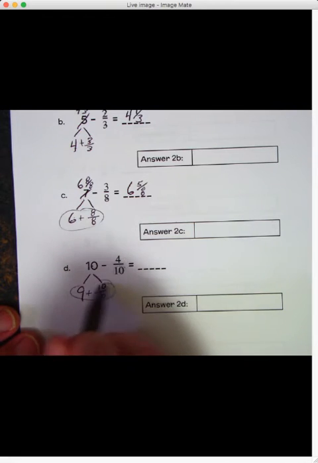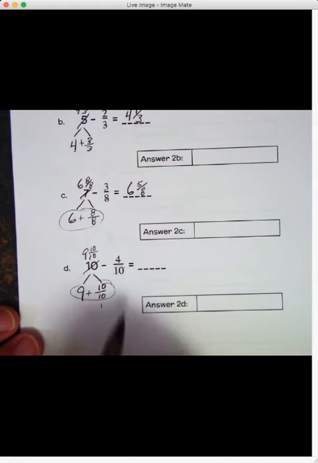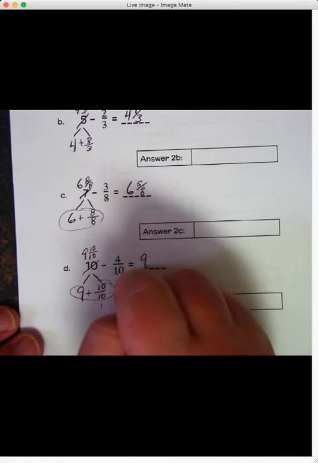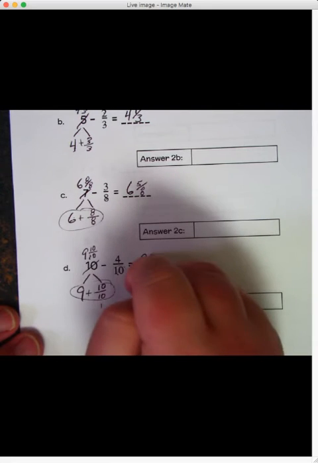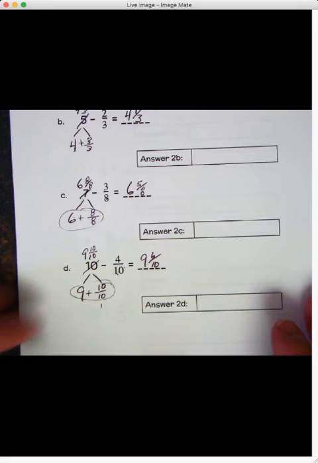So I'm going to take these two numbers, 9 and 10 tenths, because that's the same thing as a 10, and now I can subtract easy. I have my 9, 10 tenths minus 4 tenths is 6 tenths. Okay, you getting this?